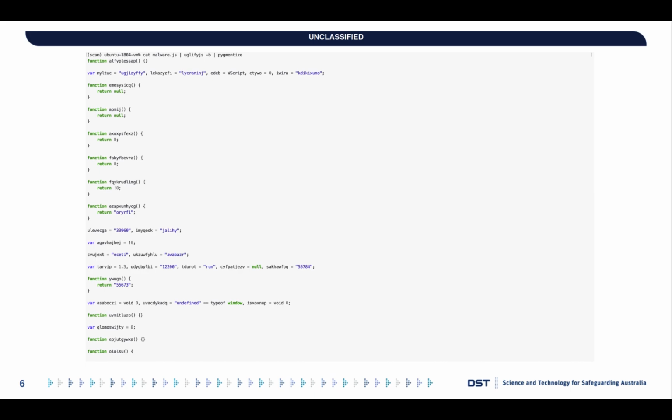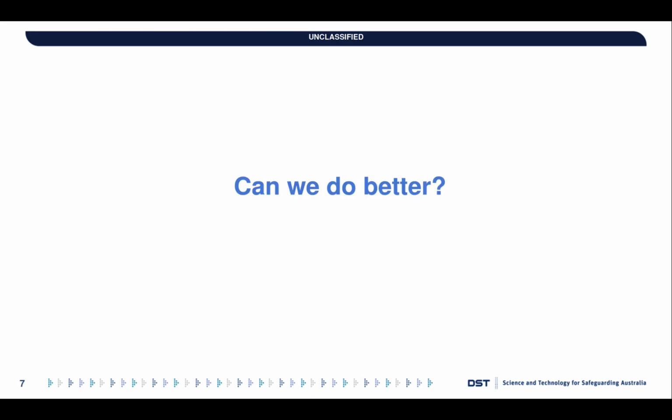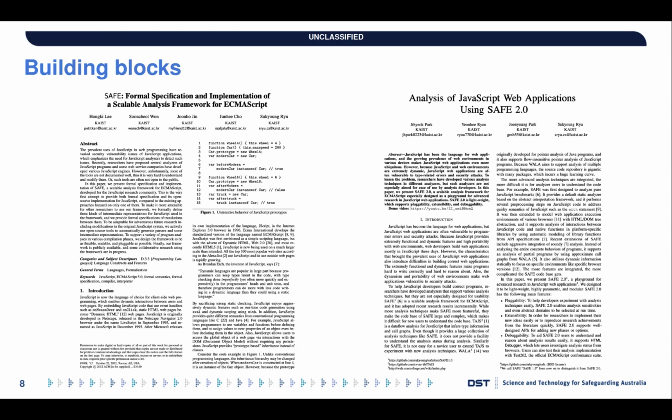Now, this is only a snippet of the previously minified malware that we were just looking at. It continues on for a few hundred lines, but even still, while this is a lot more readable than the previous screen, it's still not clear what exactly this malware is doing. So can we do better? And the answer is yes.